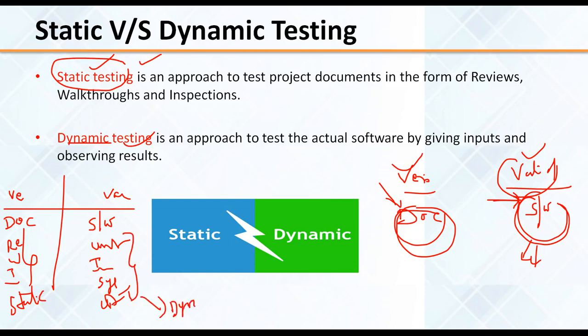Now it is clear. These are all interrelated. Verification means reviews, walkthroughs and inspections on documentation, so this is static testing. Validation means testing the software: unit testing, integration testing, system testing, UAT testing. All this comes under validation, and these are also called dynamic testing.